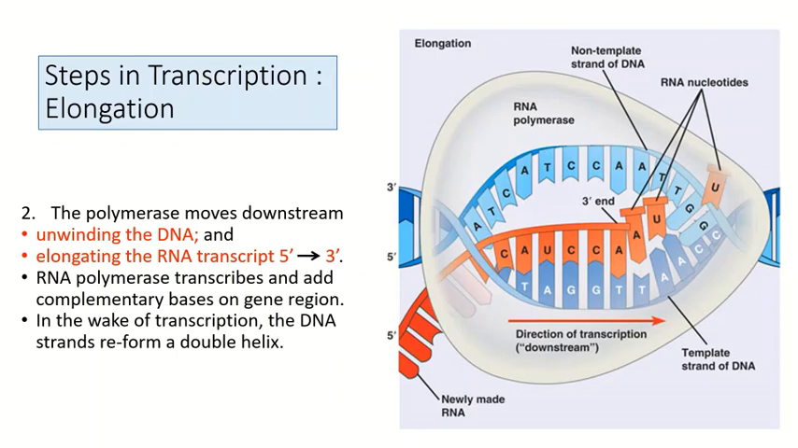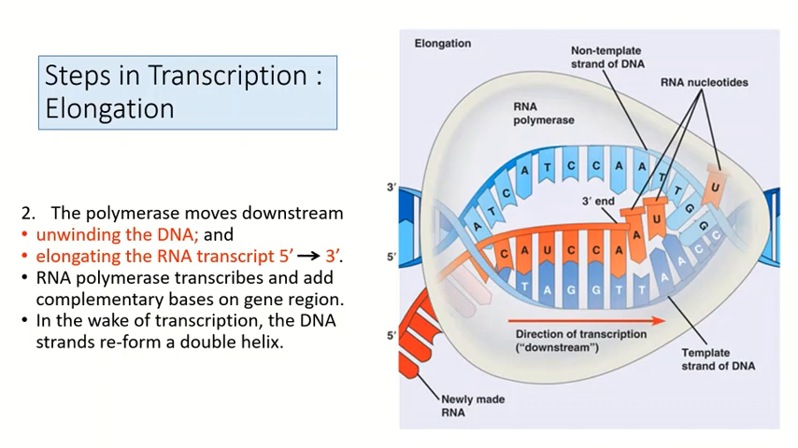The T at the template strand attracts the nucleotide with A. The A at the template strand attracts U to come, G attracts C, G attracts C, and T attracts A. So here come the RNA nucleotides, piece by piece. You can see that they are forming the new strand at the 3' end.